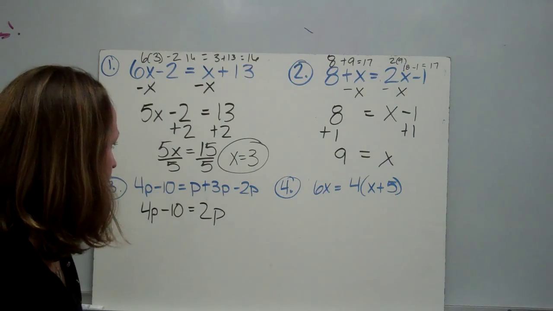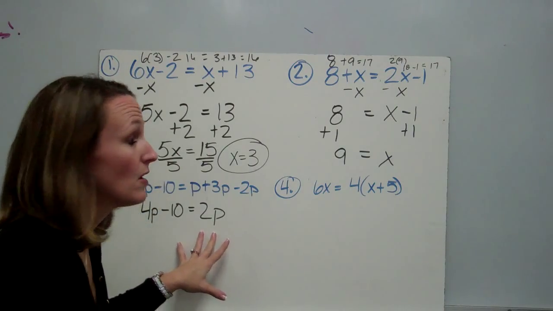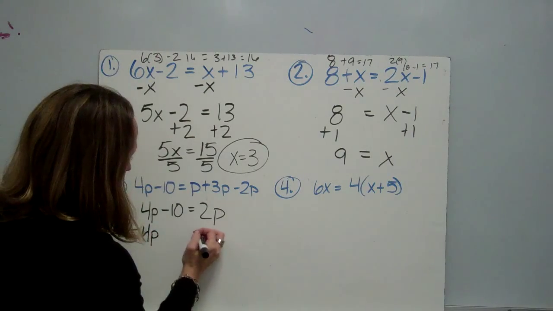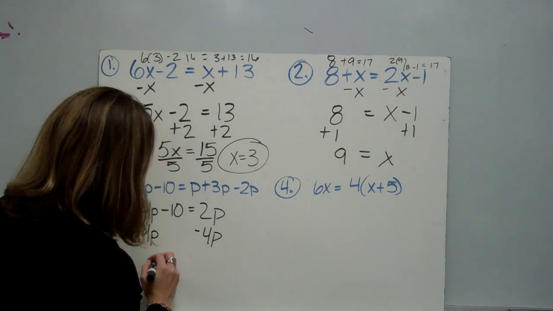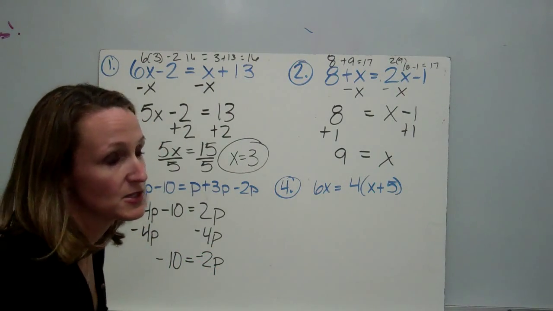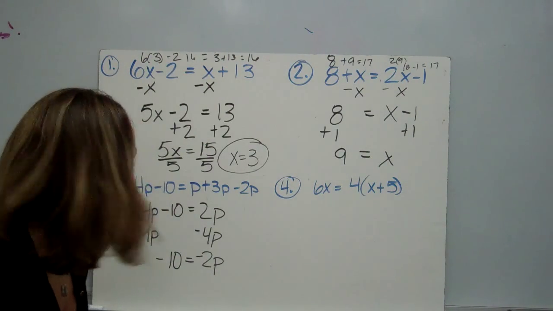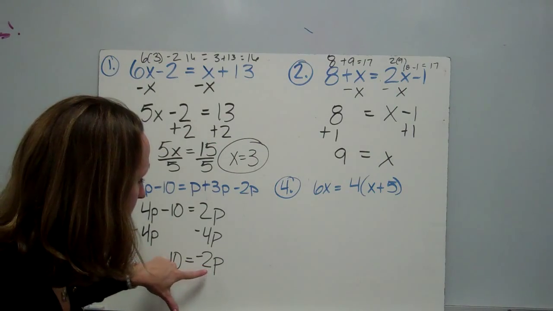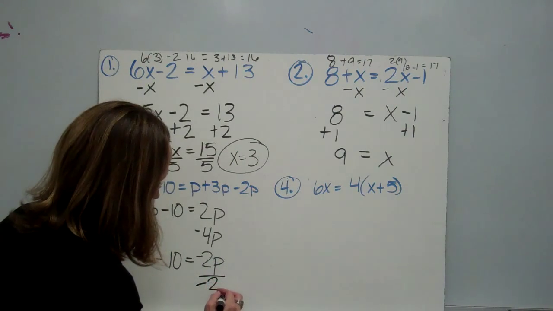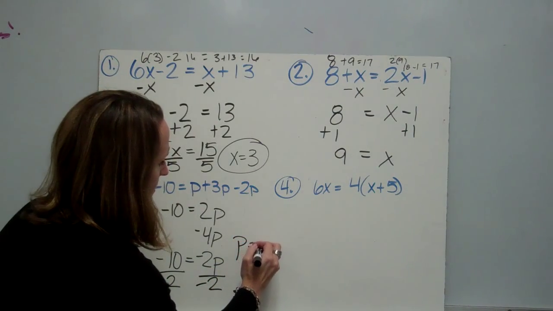So now this time, since all I have over here is a variable, I'm just going to shift my 4p over this way. So now I am going to end up with a negative, but that's okay. I'm going to have negative 10 equals negative 2p. That's all right. Remember, when you're solving equations, your variable not only has to be alone, but it has to be positive. So I need to make sure that I divide not only by 2, but by negative 2, so that my p becomes positive. So my p is going to equal 5.